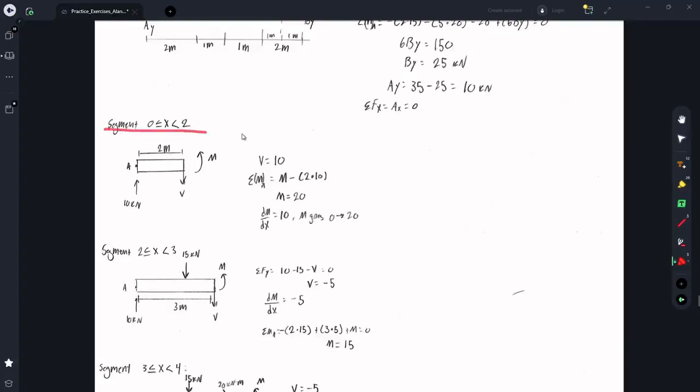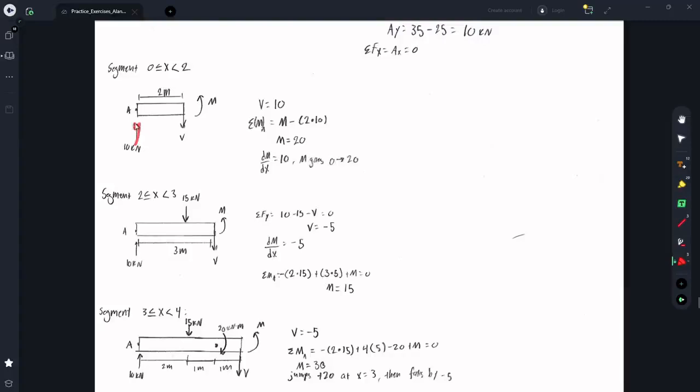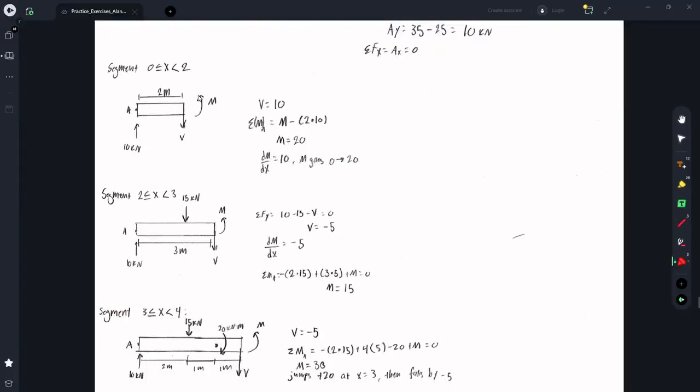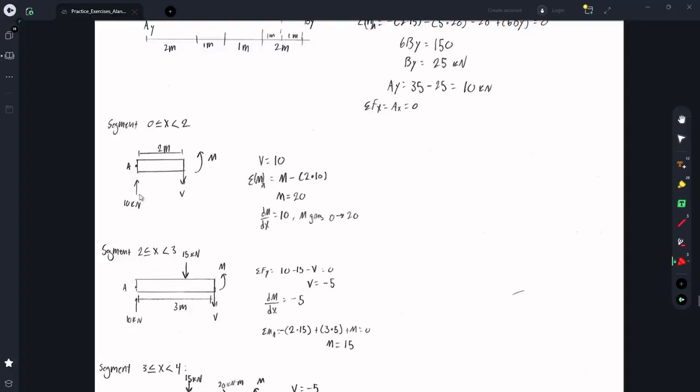So from 0 to 2 is the first segment, and we have the 10 kilonewton force up, a shear, and a bending moment. We can ignore the normal force because the support A_x is just 0. There are no other forces in the x direction, so the normal is not important. We don't care about it at all. It doesn't help. So anyway, what I did here, there's just a 10 up and a V down. So the shear is just equal to 10 kilonewtons here, constant.